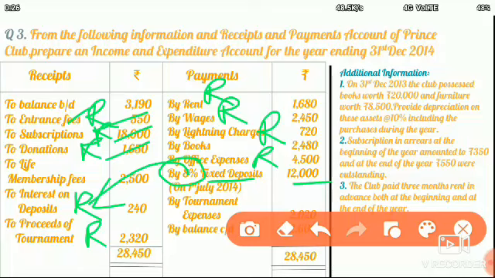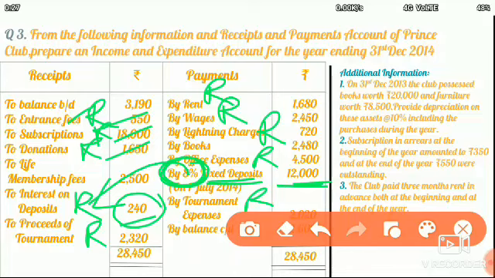The interest which is received in cash during the year is 240. So we have to check whether this 240 is the total interest or not by calculating the total interest on this investment of 12,000 rupees. We will do this in detail. We should just remember fixed deposit is an investment. It is a capital nature item, but the interest to be received on the investment is a revenue nature item. Then comes tournament expense, a revenue nature item. So these are the items which will come in the income and expenditure account.